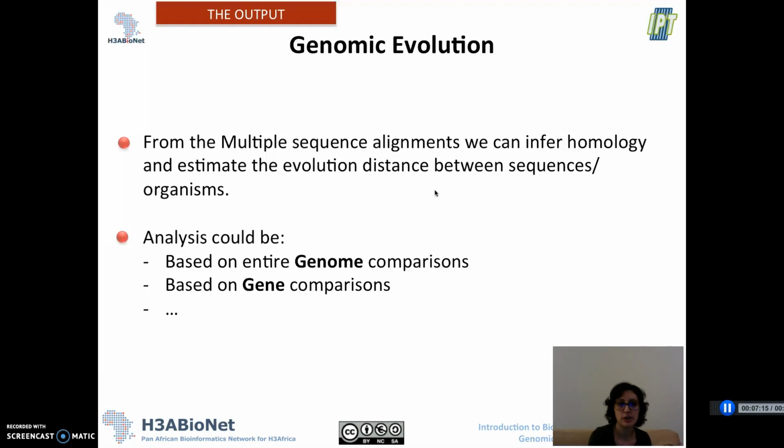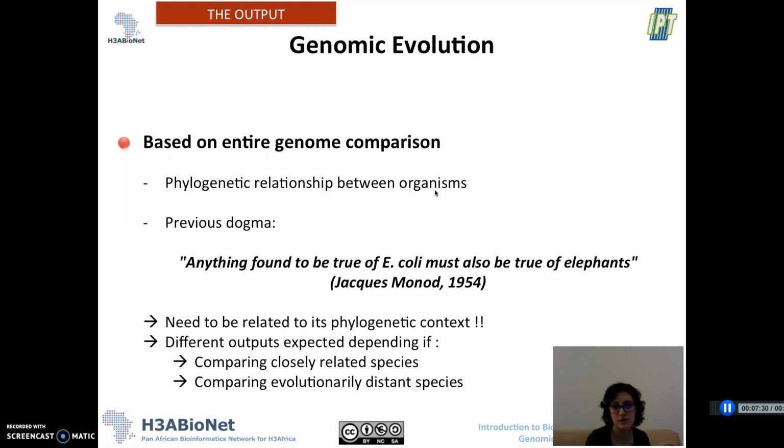So in terms of genomic evolution, multiple sequence alignments allow us to infer homology, and we'll be seeing what homology means, and also to estimate the evolutionary distance between sequences and organisms. This can be done for entire genome comparisons or for gene comparisons.